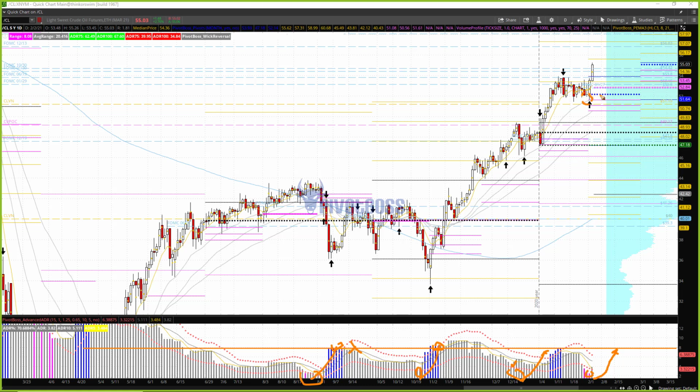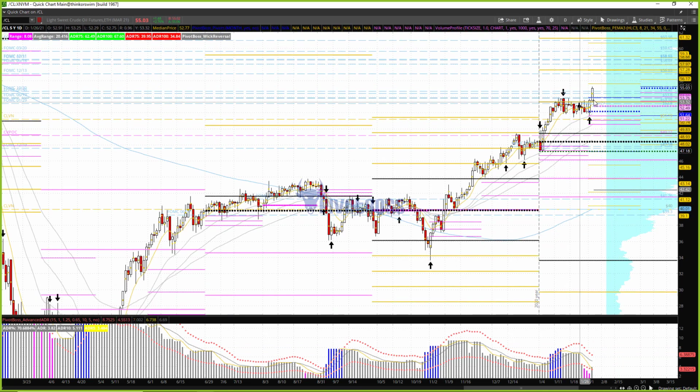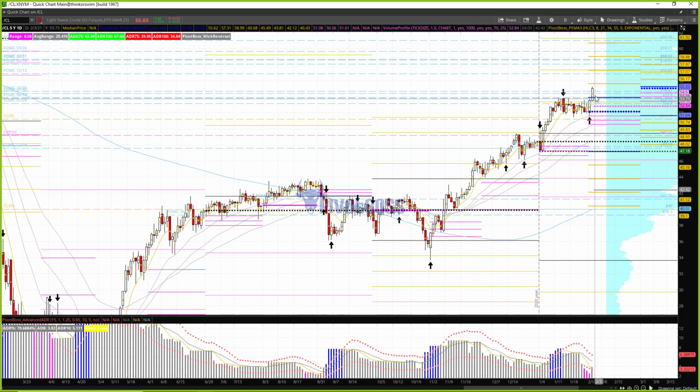So from the low, call it 52, if you rally 6 handles, that's 58. You go 8 handles, it's 60. And that's the upside target we're looking for out of this move, if price can continue to stay above 53.5 or 54, right? That breakout point.